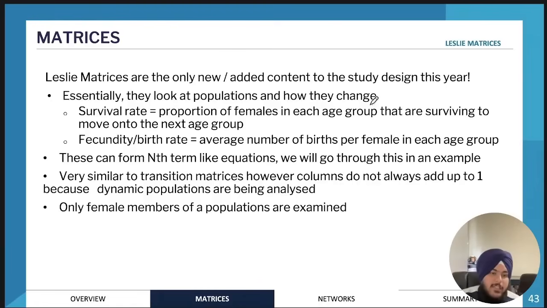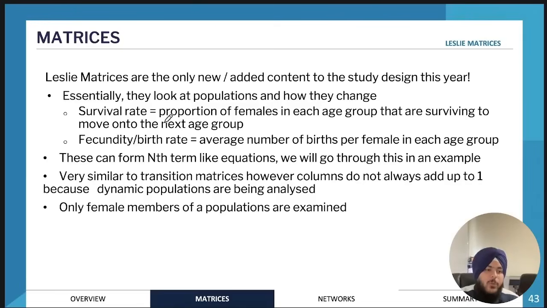Okay, so now we'll move on to Leslie matrices. Leslie matrices are the only new and added content to the study design. They're essentially the same thing as transition matrices. It's just that the way that you would use them is a little bit different, and also what they represent is a little bit different. Leslie matrices look at the change in the female members of a particular population over time.